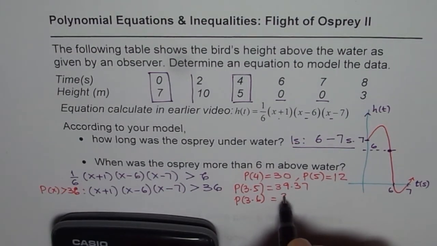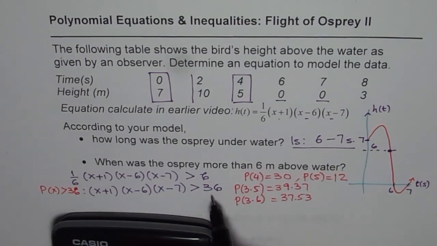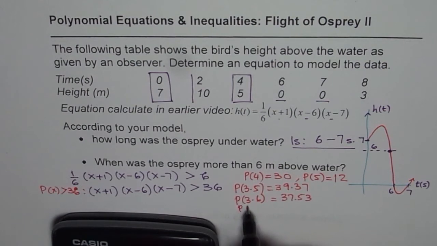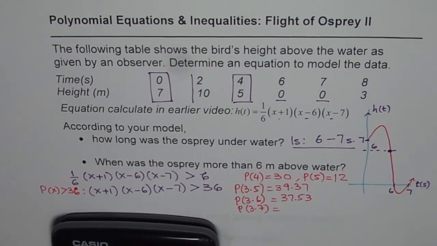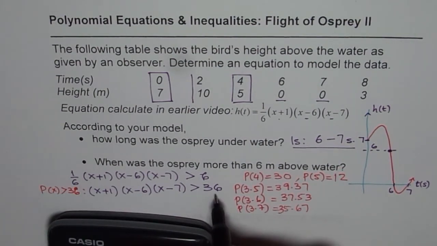We get 37.53. 37.53 is more than 36, which is a very good value. We can again try 3.7. So 3.7 gives us, within brackets, 3.7 plus 1, 3.7 minus 6, 3.7 minus 7. We are not using a graphing calculator, so we have to do it like this. That gives us a value of 35.67, which is lower than 36.